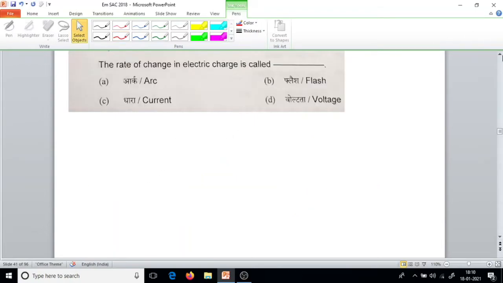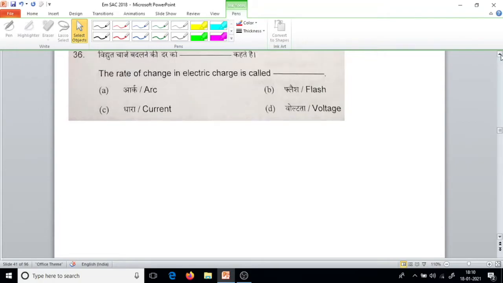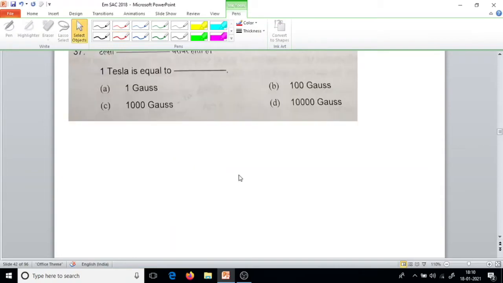The rate of change in electric charge is called. What is the rate of change of charge? That means dq by dt, that is I. The rate of change of charge is current. Answer C.